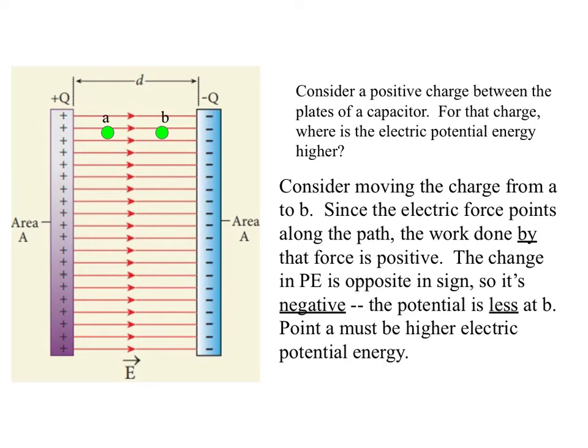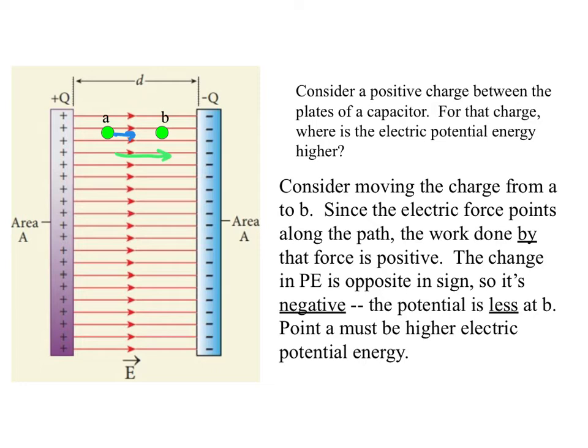To answer, consider moving the charge from A to B. Since the electric force also points in that direction, the work done is positive, because remember the field line tells us which direction a positive charge feels force. So the positive charge feels an electric force that is like this. The actual path, of course, is like this, which means that the capacitor does work on the positive charge, right? And the change in potential energy is opposite to that work.